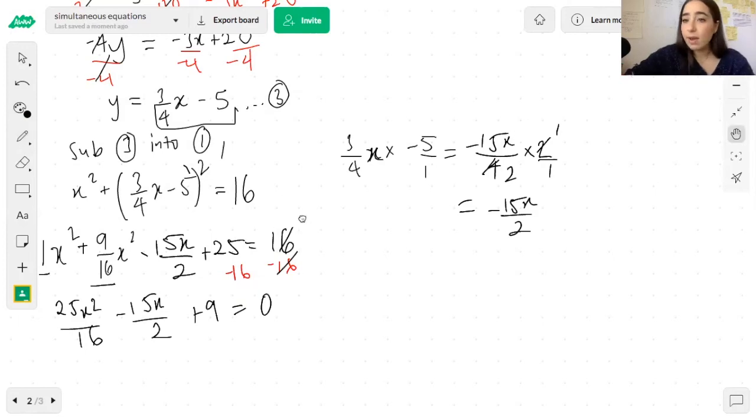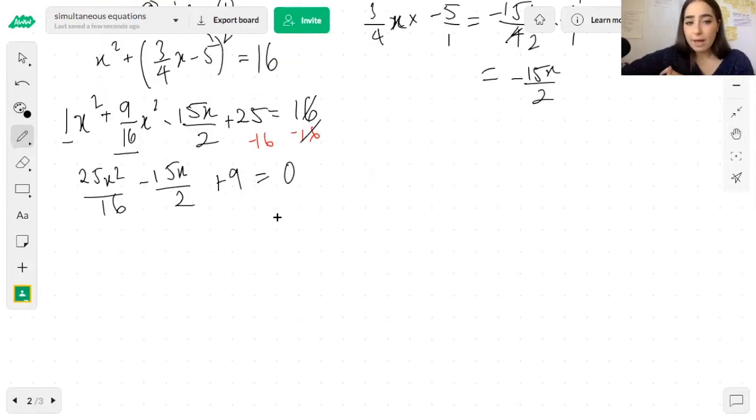So once again, we have a quadratic. There's a few ways to go about this. Personally, I don't like solving quadratics with fractions because it's a little bit harder to understand. And I feel like there is a greater chance of you making an error. So what I like to do is try to remove the fractions as best as I can. So in this case, in order to remove both of these fractions, you need to multiply every term by 16 because that's like the lowest common factor.